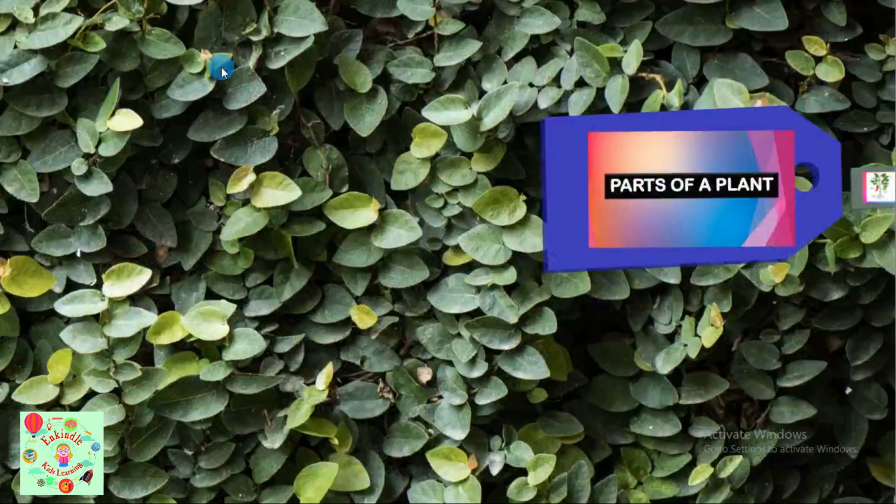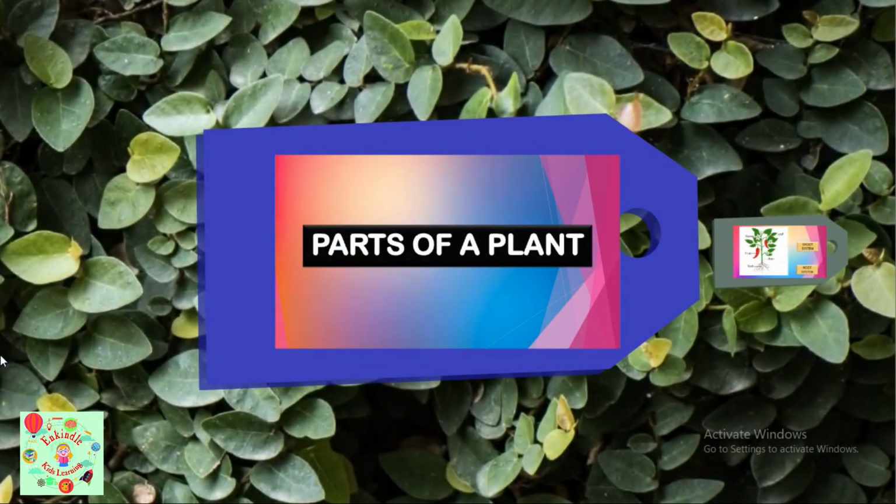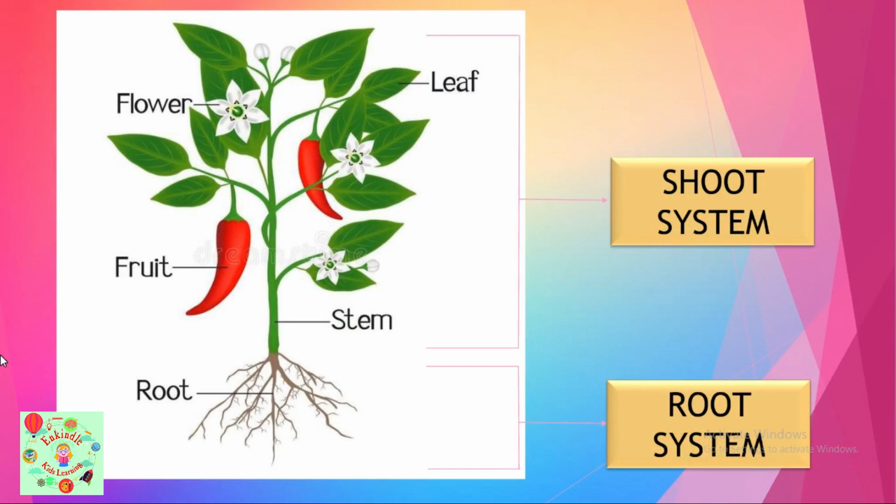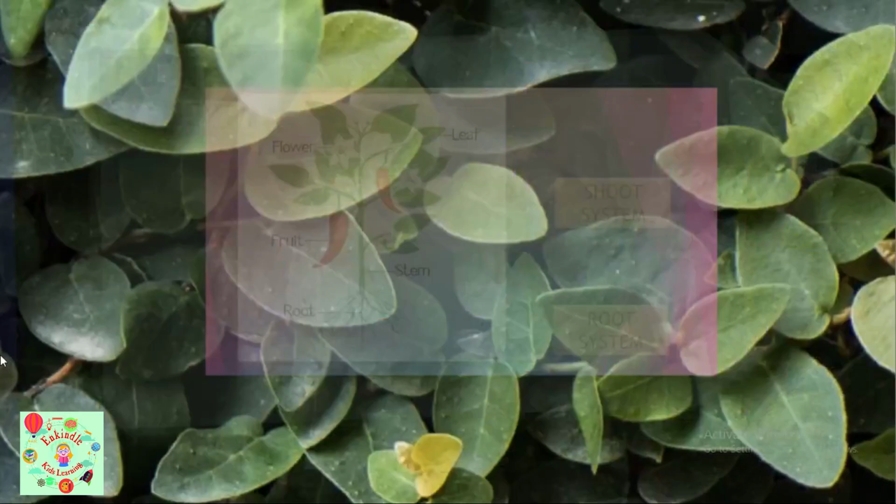Then we came across the parts of the plant. The parts of the plant are divided into two main categories. That is, one is shoot system and one more is root system. What is shoot system? Shoot system consists of flower, fruits, leaves, stem. What about root system? Root system consists of the roots of the plant. Under the root system, they are again categorized into two types, that is taproot and the fibrous root. There is one more kind of root, that is aerial root also. So this is the quick recap on whatever we studied under this chapter.